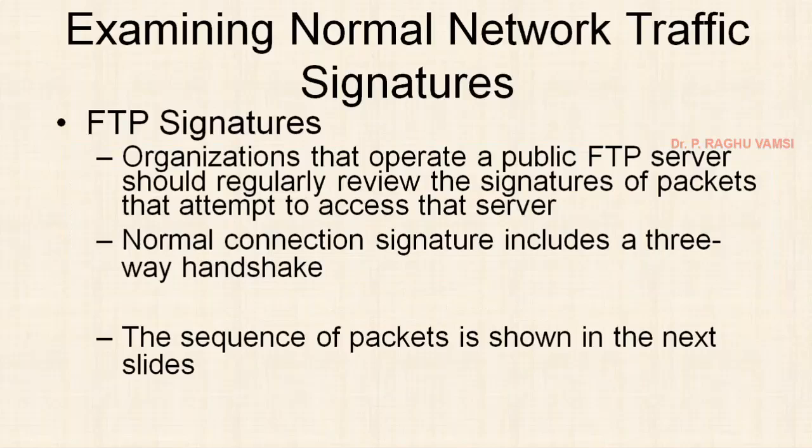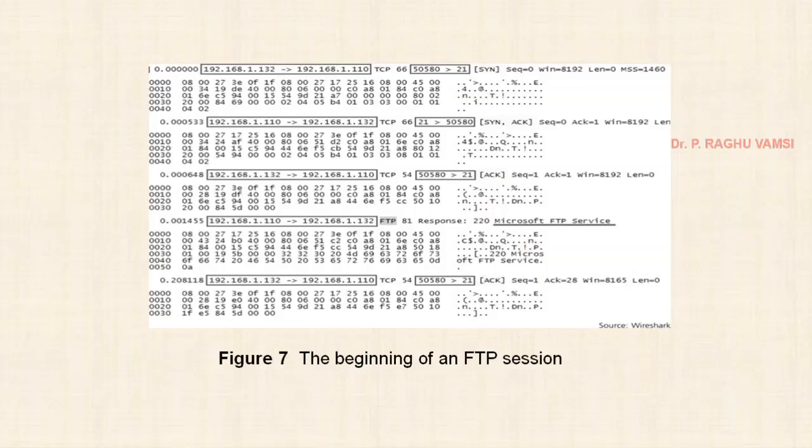Now let's examine normal traffic with the FTP signatures. FTP in general uses the TCP protocol in the transport layer. Organizations that operate a public FTP server should regularly review the signatures of packets that attempted to access the server. Normal connection signatures include the three-way handshake: sending a SYN, a SYN ACK, then an acknowledgement to that. The sequence of packets is shown in the next slide.